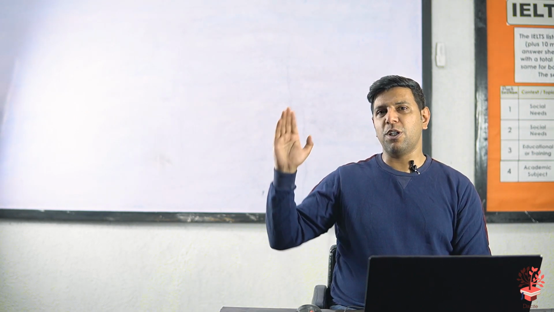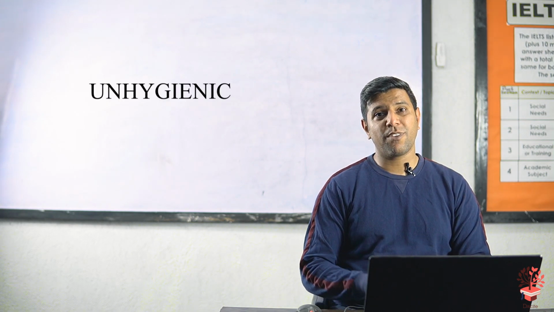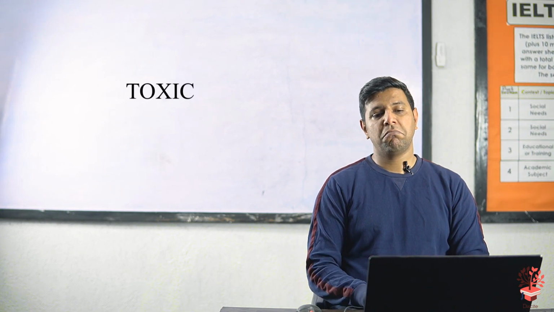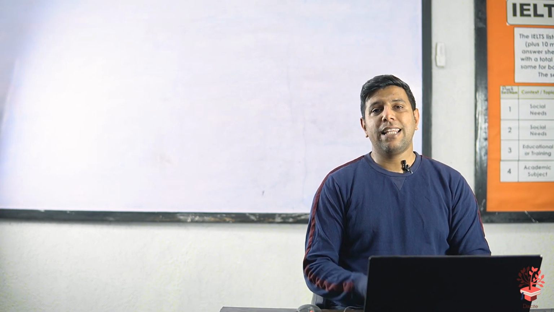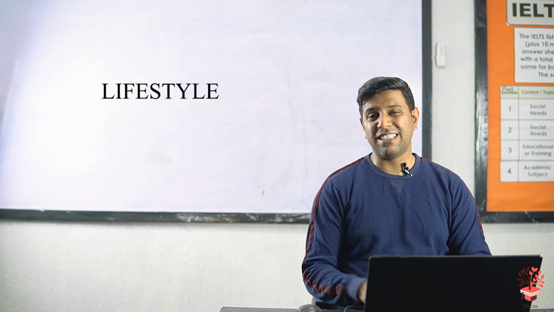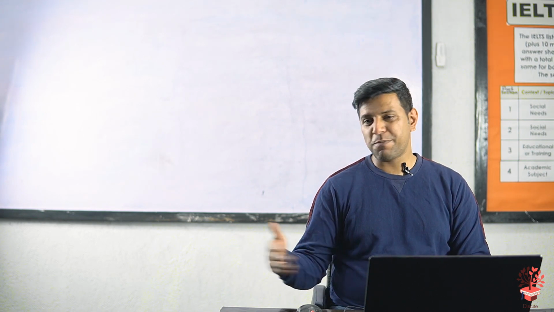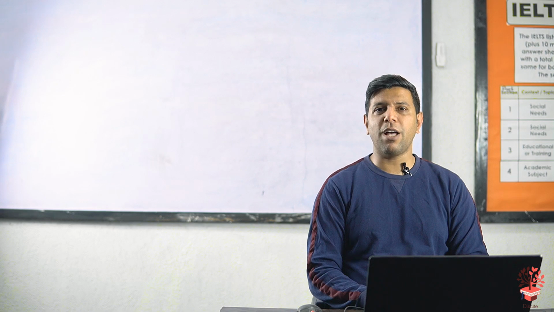So let's have a look at some of the words for unhealthy. We could use words like unproductive, unhygienic, detrimental, dangerous, toxic, or injurious. Okay, now that you've seen some of the words for unhealthy lifestyle, what is lifestyle? It's a way of living, the way we go through our lives, the way we spend our lives, the method of living. So you need some synonyms for that. You prepare the synonyms in advance and then you go on.